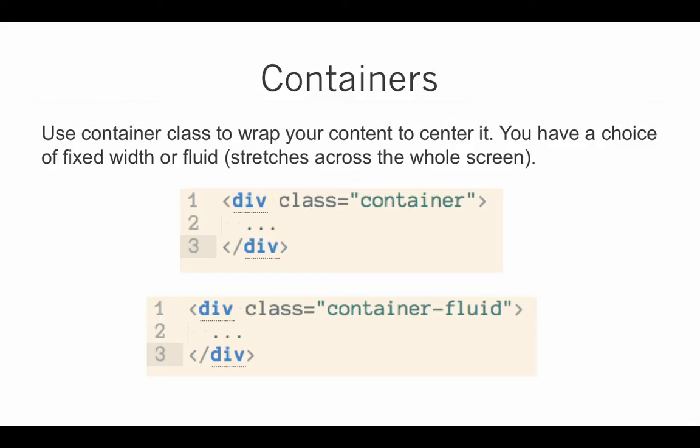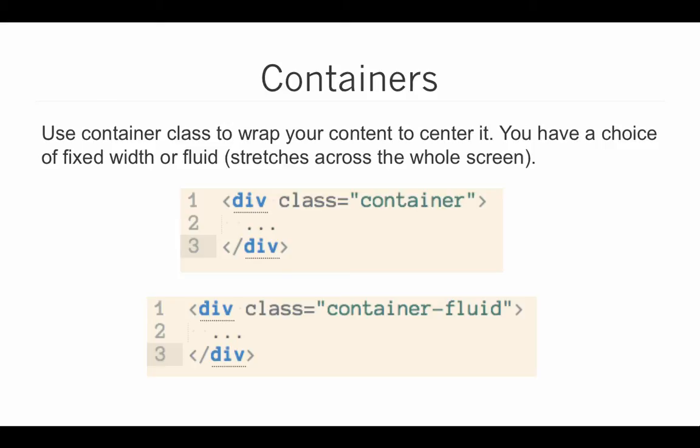Next, let's talk about the CSS grid system that Bootstrap provides for you. When you start building your page layout in Bootstrap, you're going to want to start with one of two different container classes. And this will act as a box that will surround all of your content. Now, the first one is a class of container.